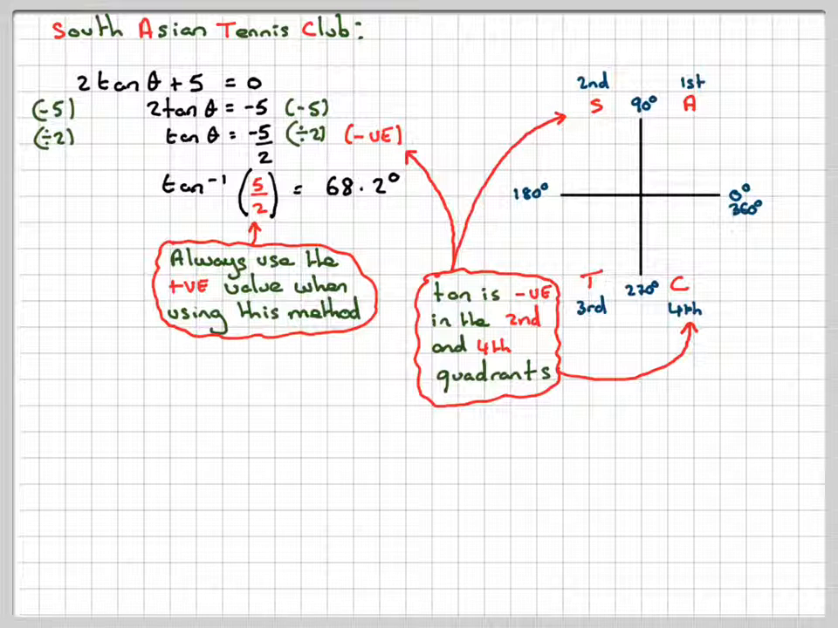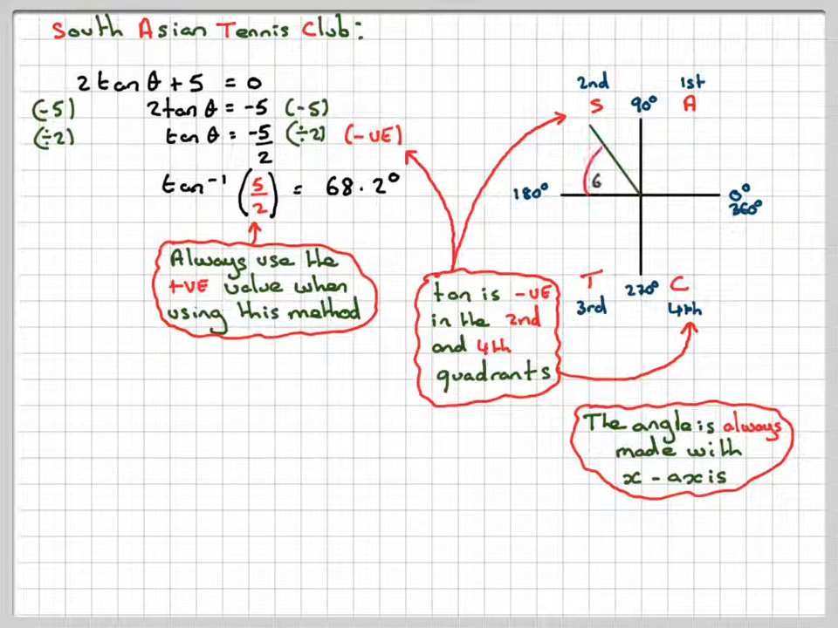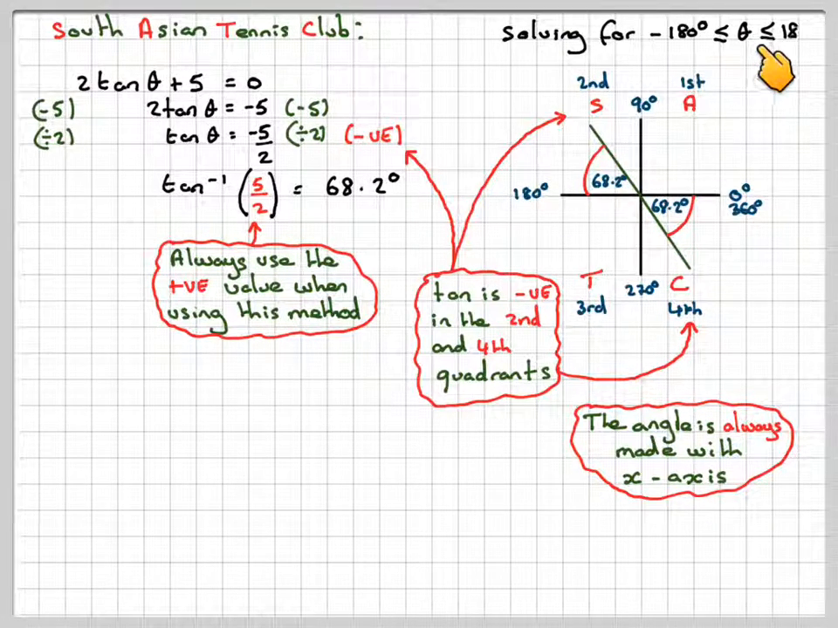So what we do is we go to those quadrants and make our angle 68.2 with which axis? The x-axis. So the angle's always made with the x-axis in this method. So we put there 68.2, angle made with the x-axis, and 68.2 here. Now we need to solve this between minus 180 and 180. Let's do 0 to 180 first. So we're going to go around that way, which is positive.